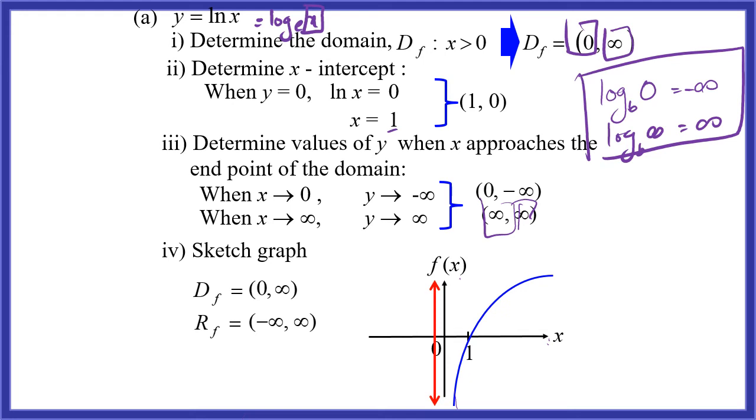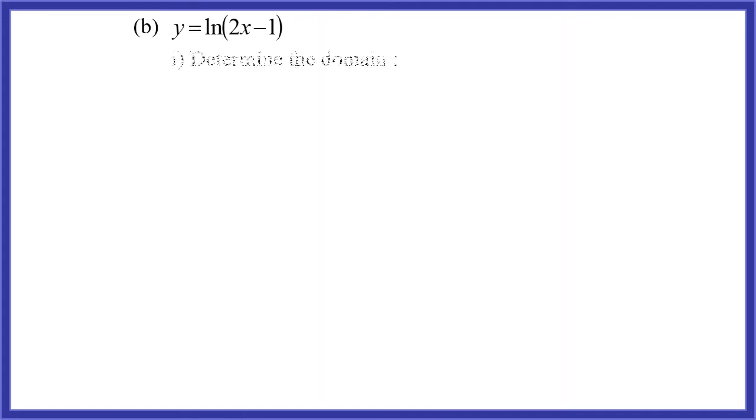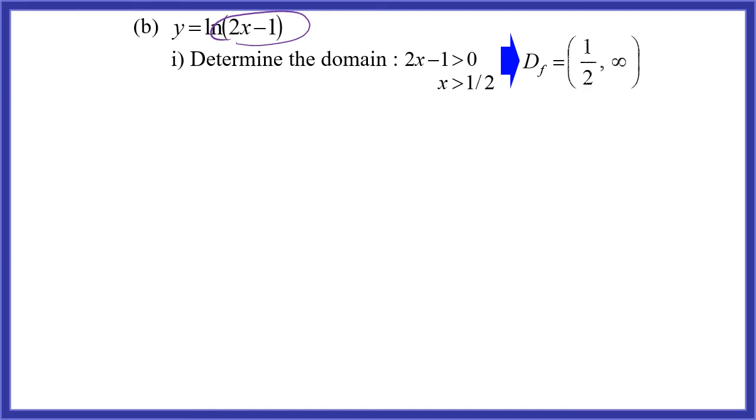If you notice, the steps are almost the same as for the exponential. We have to determine the domain, then find the intercept, then find the limit, the value of y at the endpoints, and then sketch the graph. Okay, so for question B, y equals the natural log of 2x minus 1. Remember that I said earlier, everything inside the log should be more than 0. So 2x minus 1 more than 0, so x should be more than 1 over 2. So the domain is from 1 over 2 to infinity, not including 1 over 2.